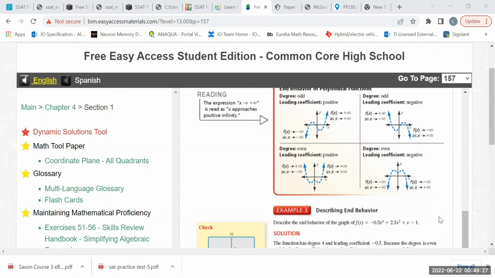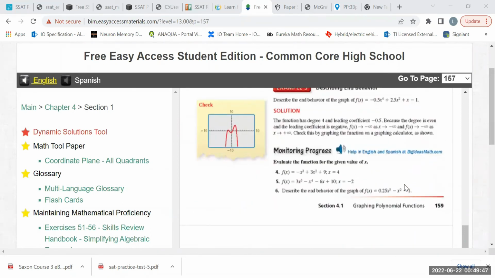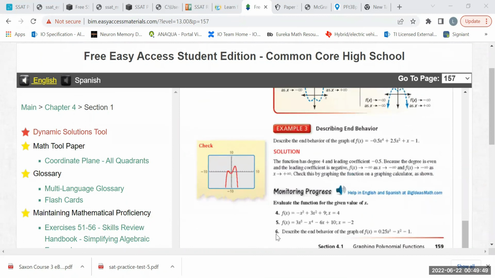What's the degree of the polynomial here? 4. Okay, so these are the only two things that you need to look at. What's the degree? What's the leading coefficient? So the degree is even. Leading coefficient is negative 0.5, and therefore your end behavior is going to be like this, right? An inverted W. All right. So can you try one more question? Try out question number 6.